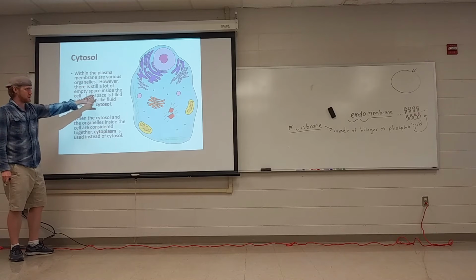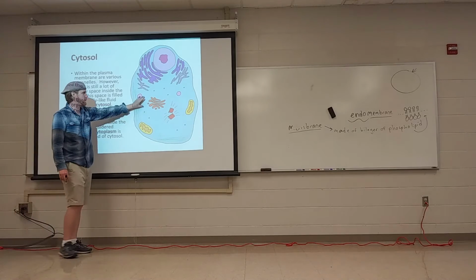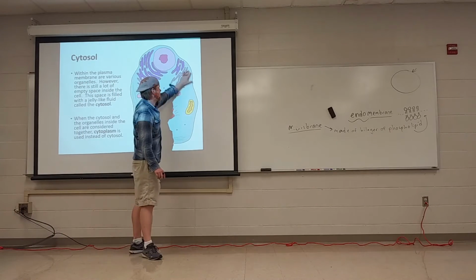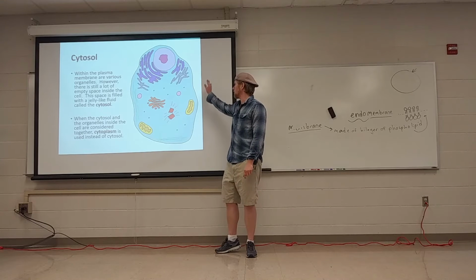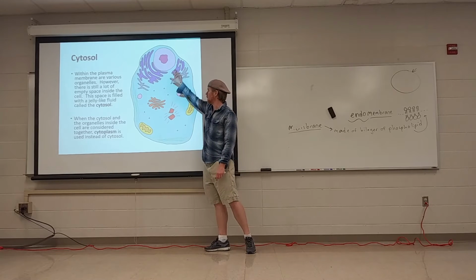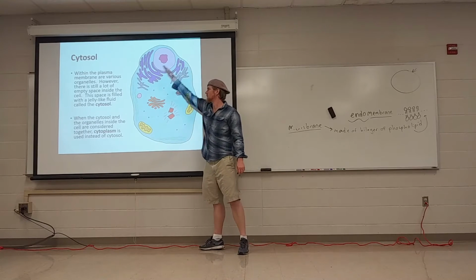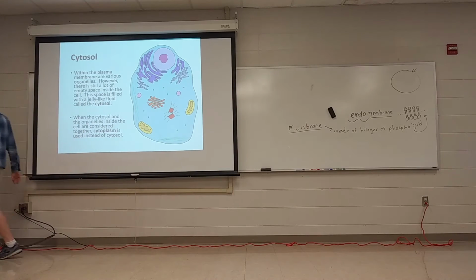But we're going to learn it this way. So cytosol is the jelly-like fluid that takes up a good bulk of space within the cell's outer membrane. When you include the cytosol and all of the other organelles that are in with it, pretty much all the contents of the cell, then we're talking cytoplasm.